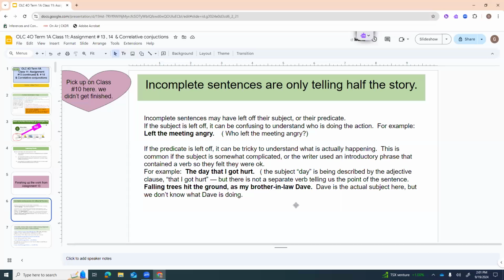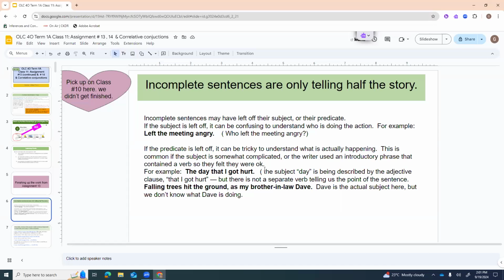An incomplete sentence is basically only telling half the story. It's usually missing one of two parts. Either they've forgotten the subject or they've forgotten the predicate. If the subject is left off, it can be really confusing to understand who is doing the action. So for example, "Left the meeting angry." Who left the meeting angry? They haven't told me. Right in the front there should be a who or a what telling me who left the meeting. This is probably the most common incomplete sentence.